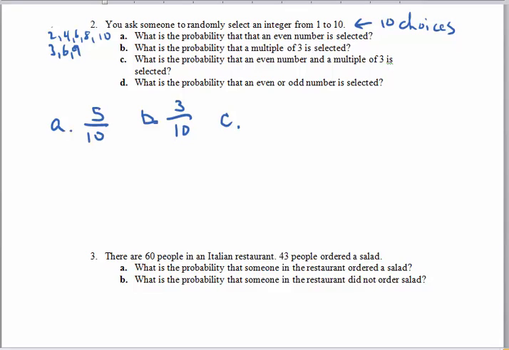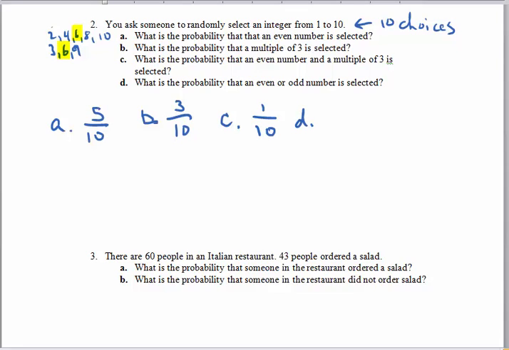And then C, what's the probability that an even number and a multiple of 3 is selected? So what you would do here is find the ones that are common to both my lists up here. I have 2, 4, 6, 8, 10, and I have 3, 6, 9. So the only one that's common to both is 6, so it's actually 1/10.